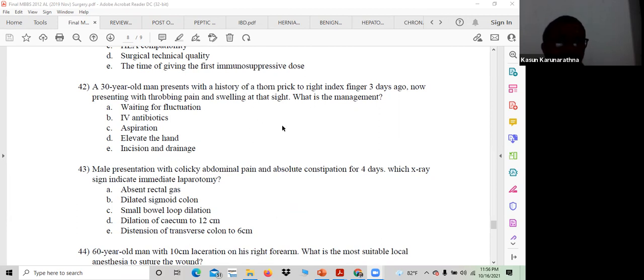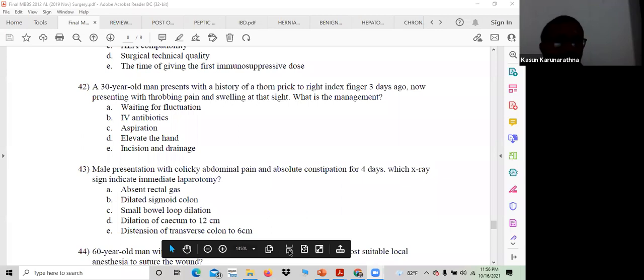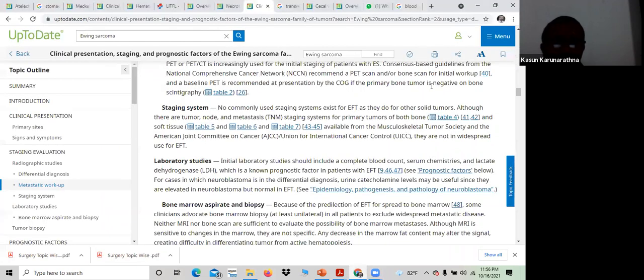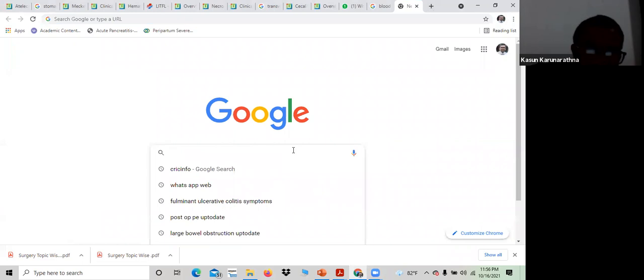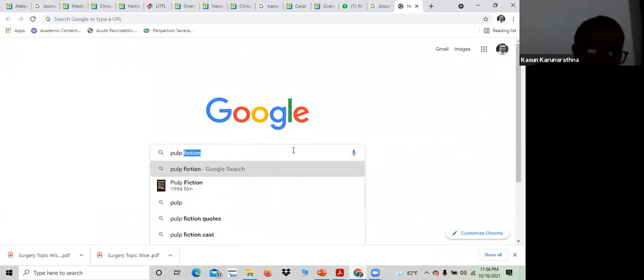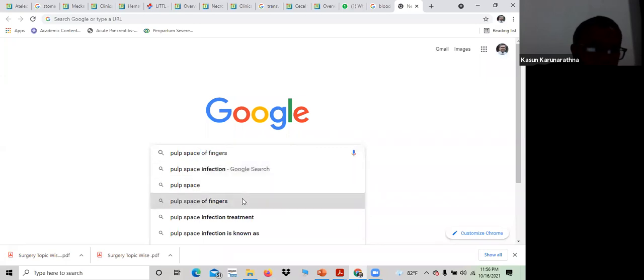You should do the incision and drainage, right? Otherwise, during infection, there will be pressure within the pulp space, which leads to compression of the blood vessels that supply the distal part of the phalanx, and there is a risk of necrosis, right? Okay. And if I can show you the pulp space of the fingers, right?